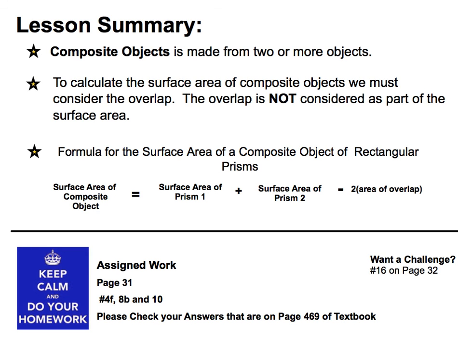So that's what we've done. We've talked about composite objects that are made up of two or more objects. In this lesson, we only did rectangular prisms. The easiest way to do this is not necessarily doing it by a formula where you have 2LW plus 2LH plus 2WH. I create a chart, and then it's a little bit easier to deal with the surface area, taking the surface area of prism 1, the surface area of prism 2, and then subtracting that all important twice the area of overlap. It appears on both prisms, so therefore you have to take away 2 of them.